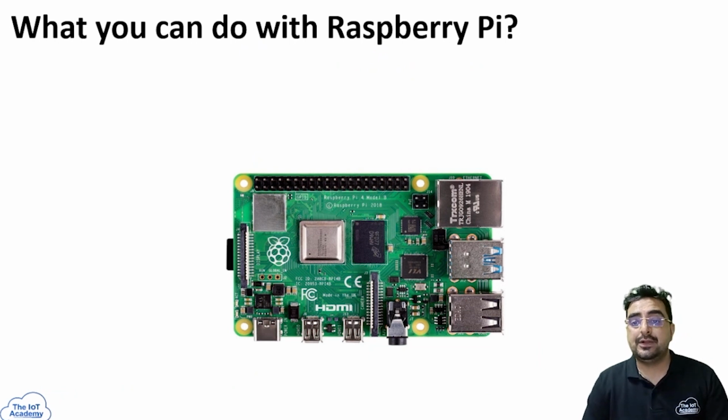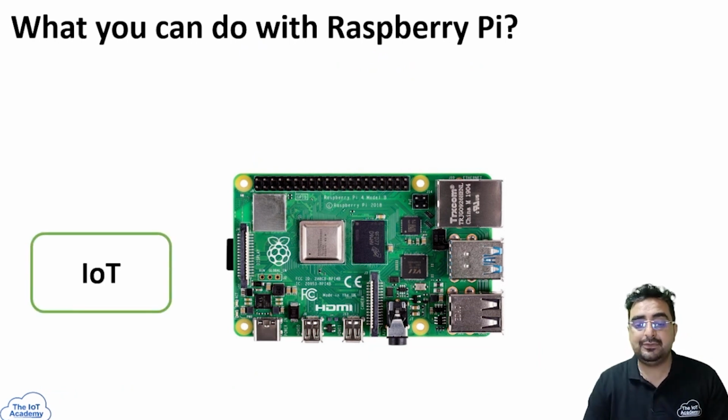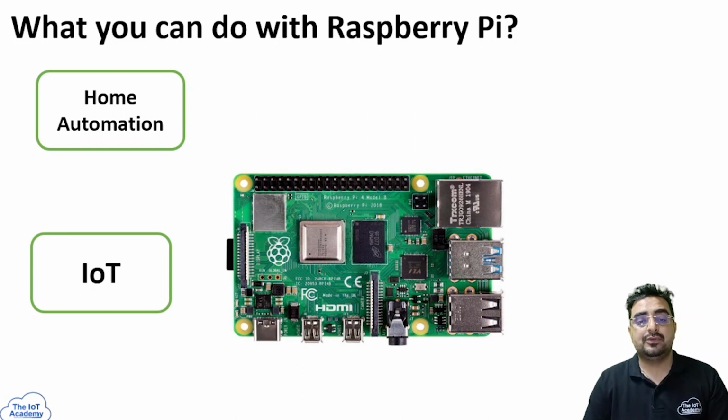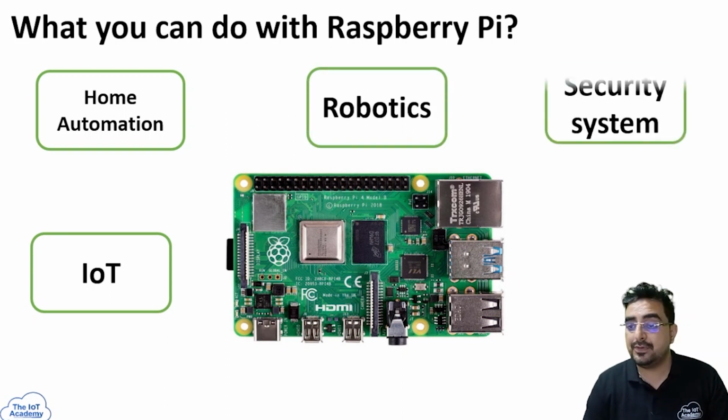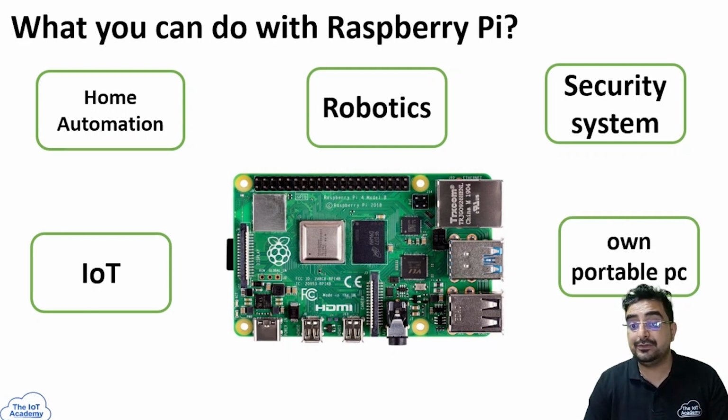So what can you do with Raspberry Pi? With Raspberry Pi you can do IoT, you can do home automation, you can do robotics, you can do security systems, and also you can use Raspberry Pi as a portable PC and many more.